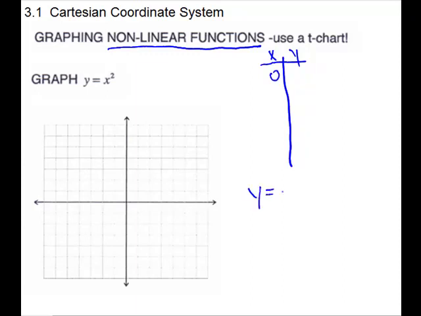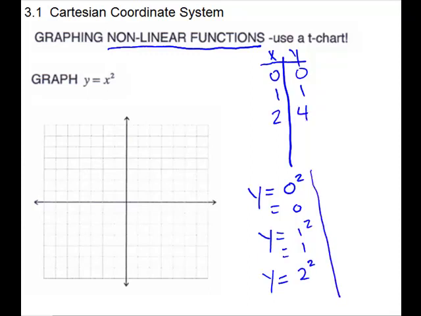So y equals 0 squared. 0 squared is 0. All right, we'll pick a 1. Y equals 1 squared. 1 squared is 1 times 1, which is still 1. We'll pick a 2. So y equals 2 squared. 2 times 2 is 4. Right, and let's switch and pick a couple of negatives and see if we can tell how this graph goes.